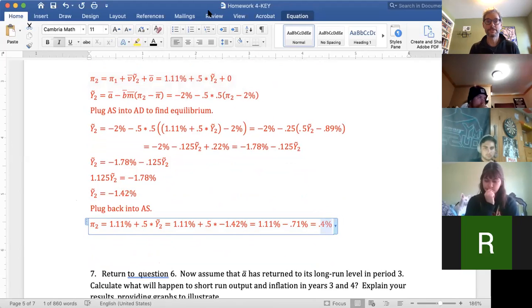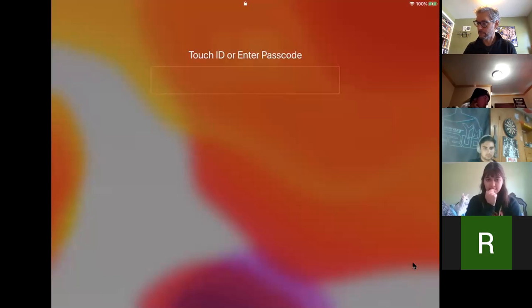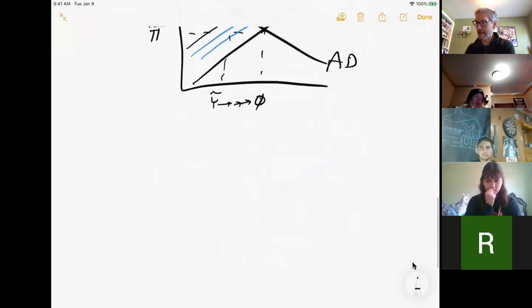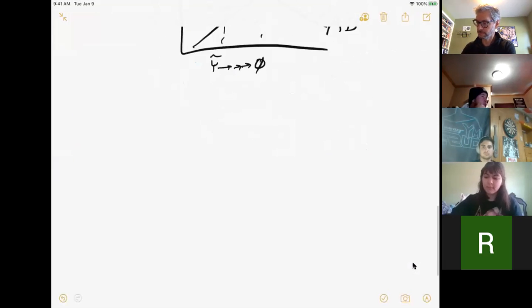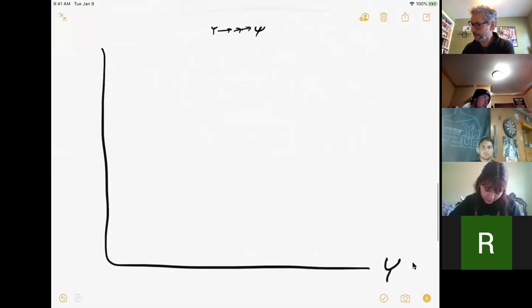When you do a problem like this, you have to ask yourself, does this make sense? And the best way to check your intuition is to draw a graph. That is the best way to check your intuition. So what happens here in our aggregate demand, aggregate supply graph?